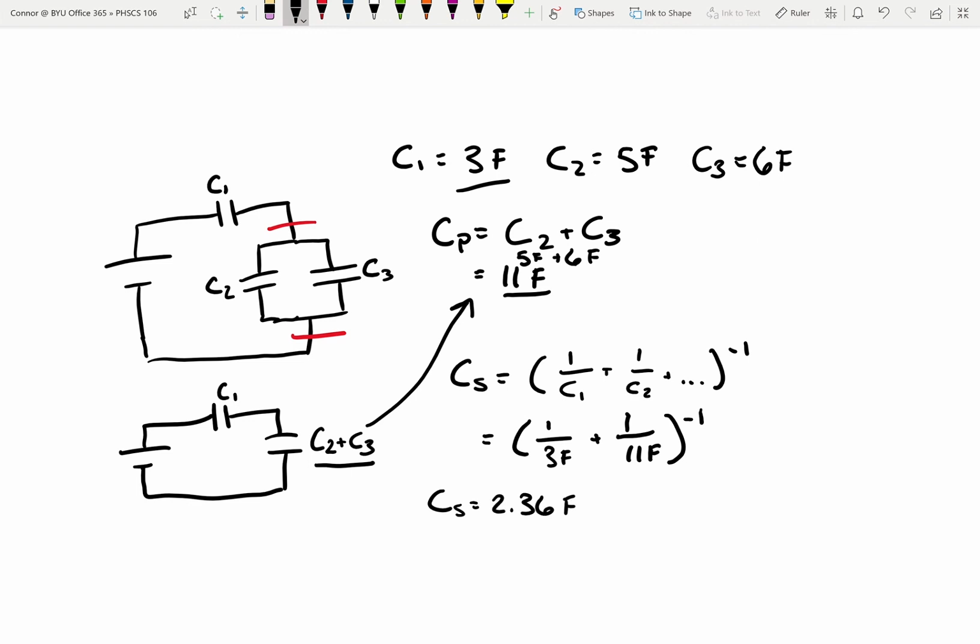And now we can just check our intuition here. 2.36 is less than 3, which is our lowest capacitance, which makes sense because in capacitors in series, the value will always be less. So that's a brief overview of capacitors in series and in parallel.